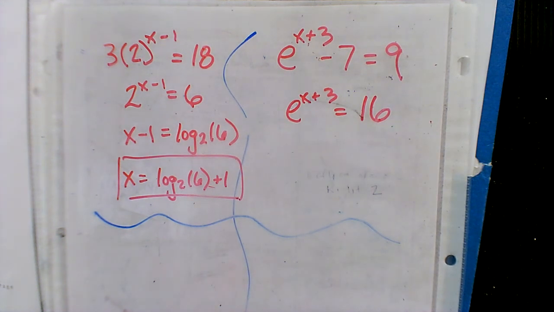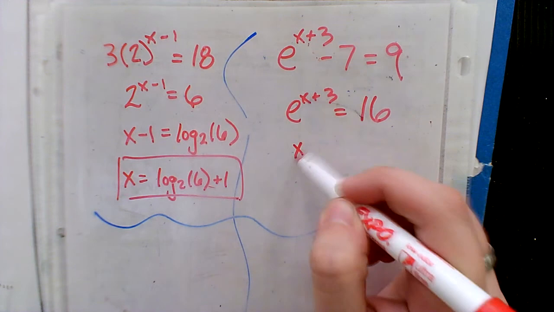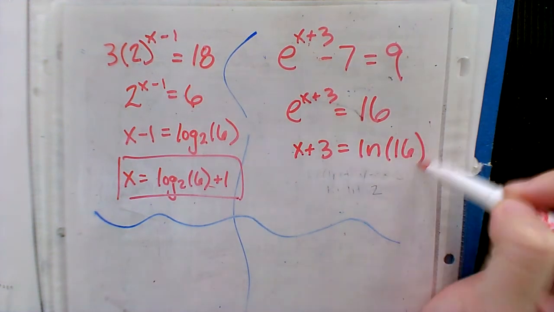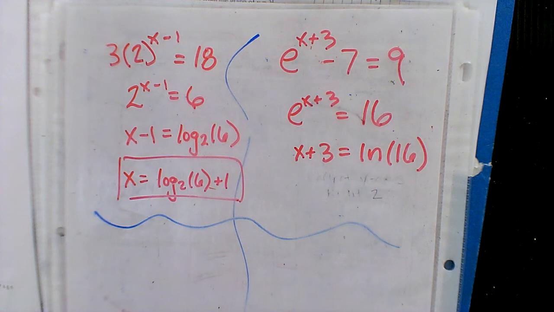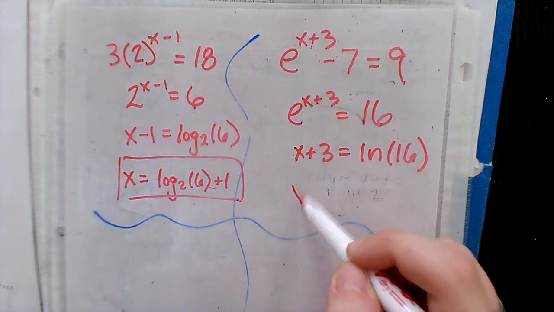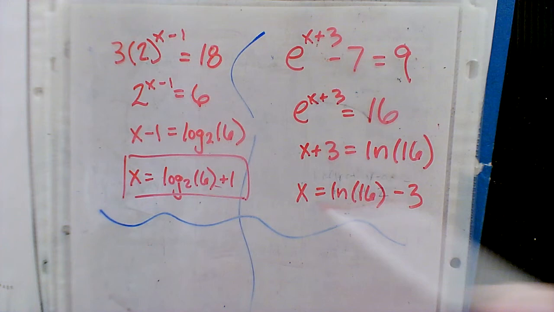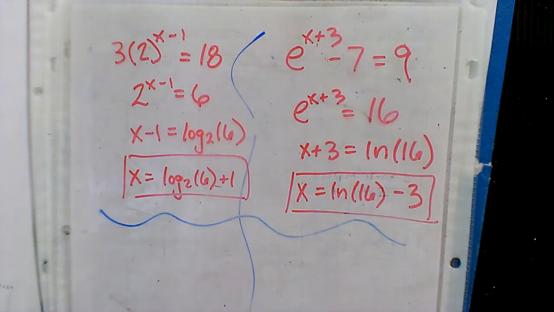What do you want to move over next? The e. If you move e, it becomes a natural log, right? You move a base, it becomes a log. Solve for x. Natural log of 16 minus 3. You could type that in and get a decimal if you wanted to.